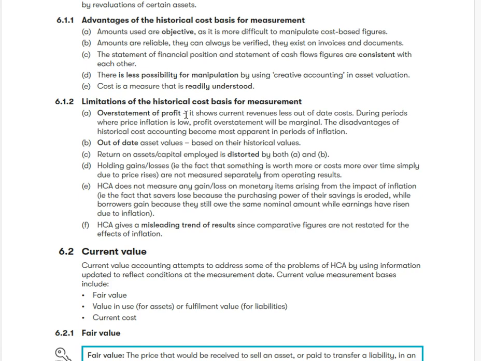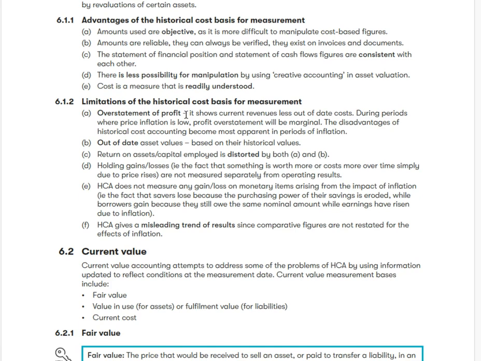During periods where price inflation is low, profit overstatement will be marginal. If there is low price inflation, then there is marginal overstatement. But if the price inflation is high, the disadvantages of historical cost accounting become most apparent in periods of inflation.